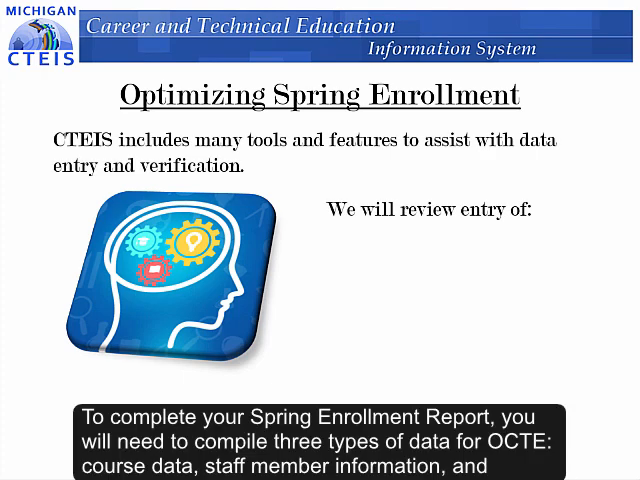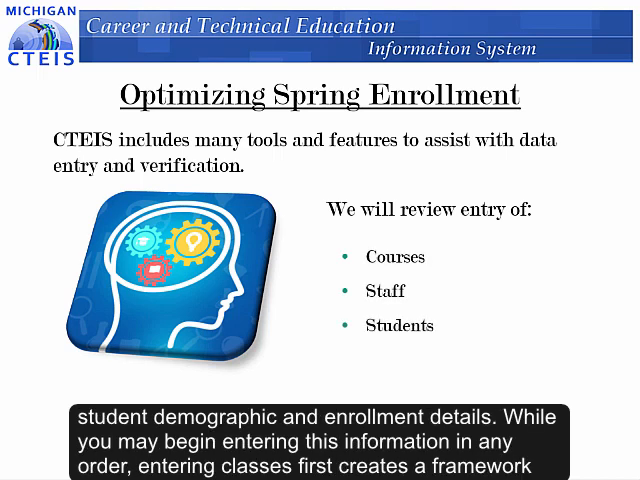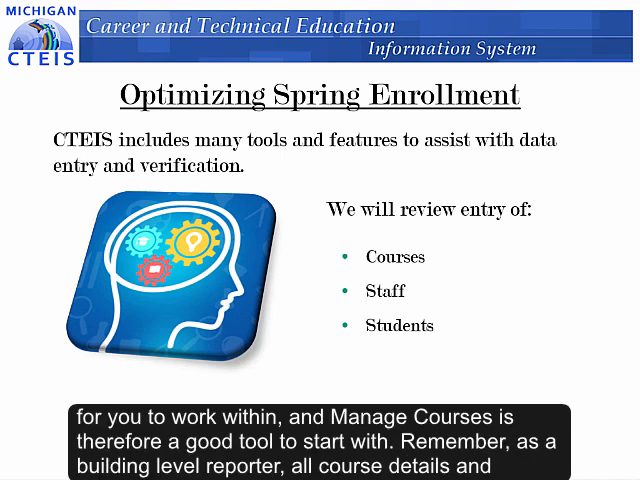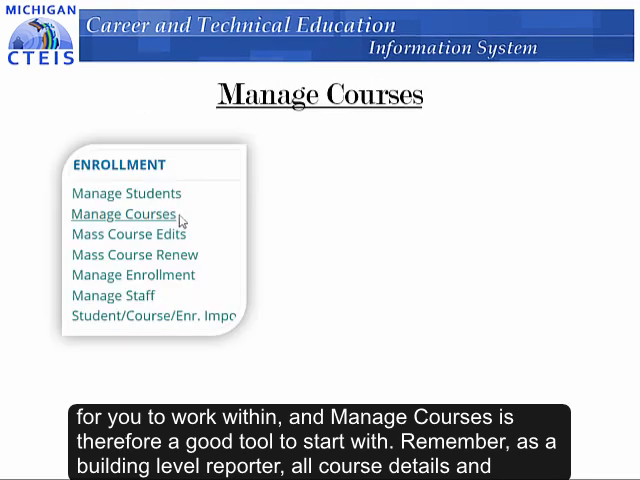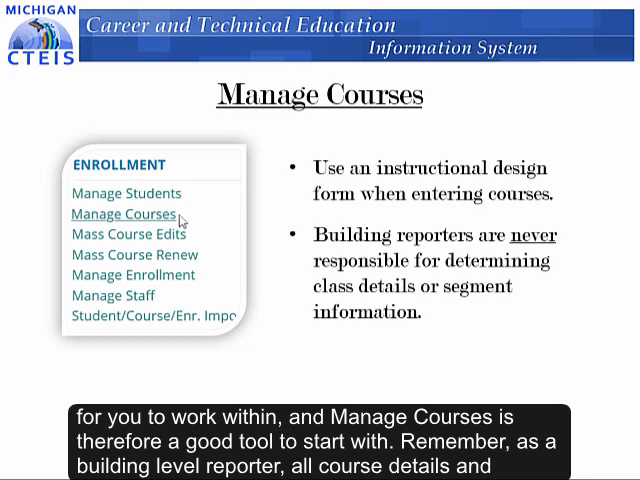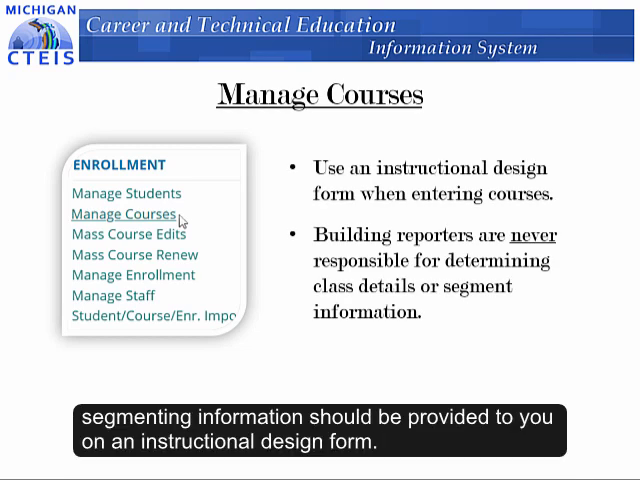To complete your spring enrollment report, you will need to compile 3 types of data for OCTE: course data, staff member information, and student demographic and enrollment details. While you may begin entering this information in any order, entering classes first creates a framework for you to work within, and Manage Courses is therefore a good tool to start with. Remember, as a building-level reporter, all course details and segmenting information should be provided to you on an instructional design form.